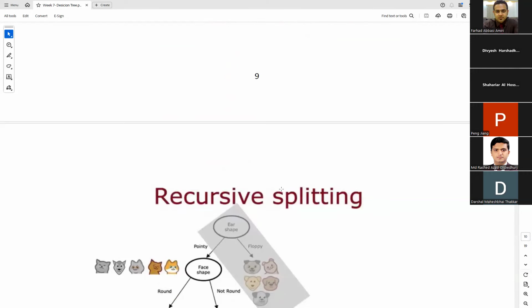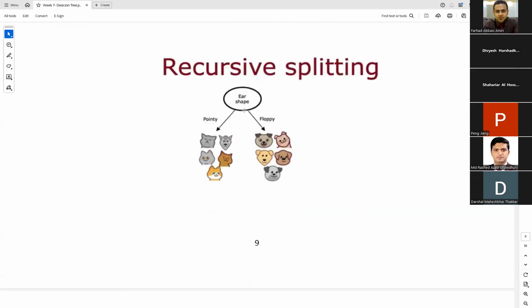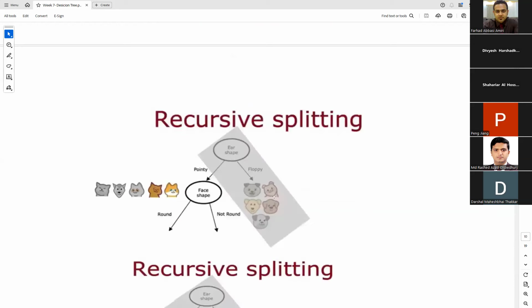At first, we ignore the right branch and we just focus on the left branch. We work on the left branch to make a decision that it's cat or not cat. And then we start working on the right branch. So for now, we cover the right branch and we work on the left branch. After ear shape, we got these 5 animals.